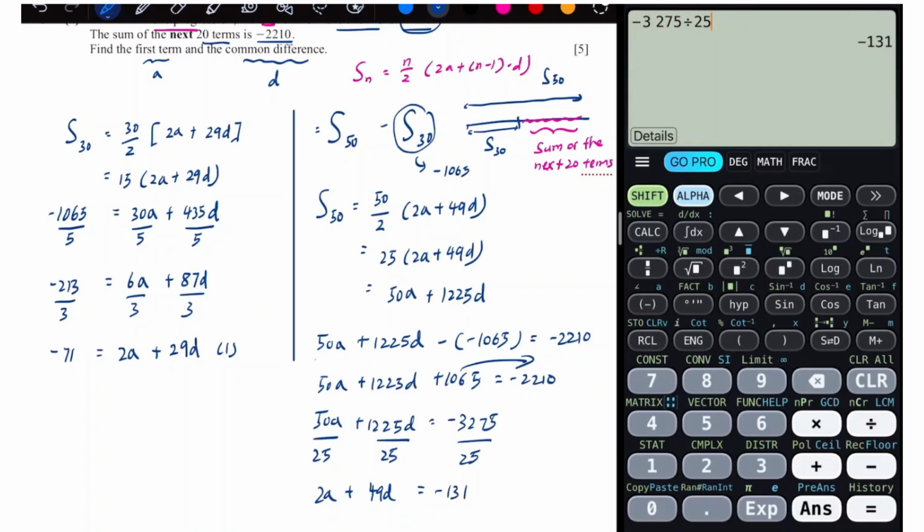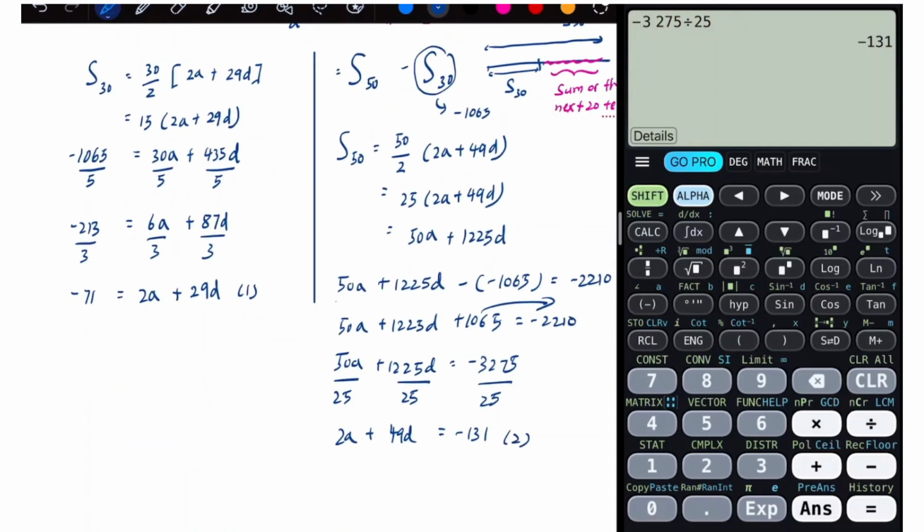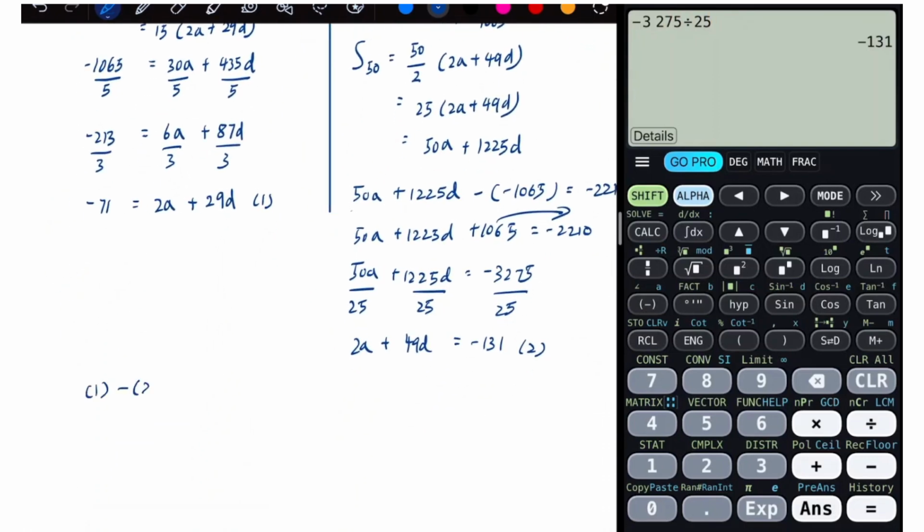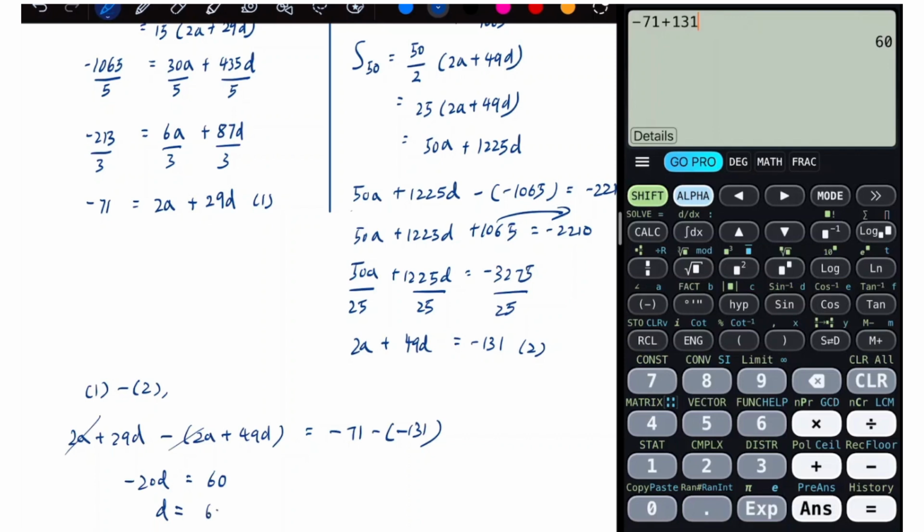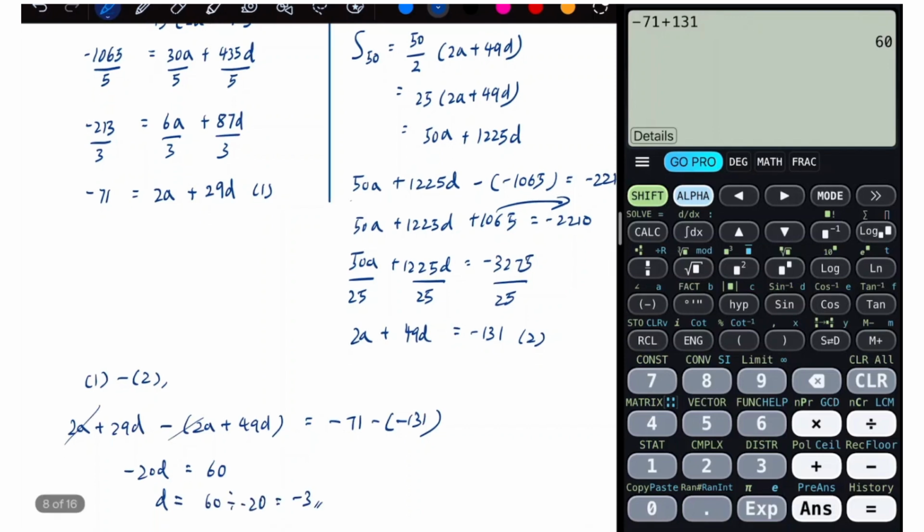negative 131. Okay, so we can solve this by using the elimination method. Just take the first one minus the second one. So 2a plus 29d minus (2a plus 49d) is equal to negative 71 minus negative 131. So 2a will be cancelled out. So 29 minus 49 is going to be minus 20d. And negative 71 plus 131 is going to be 60. So d will be 60 divided by negative 20, so that's going to be negative 3. So d is negative 3.